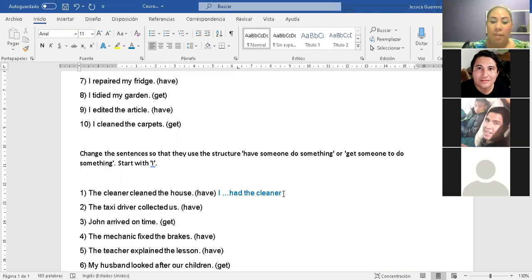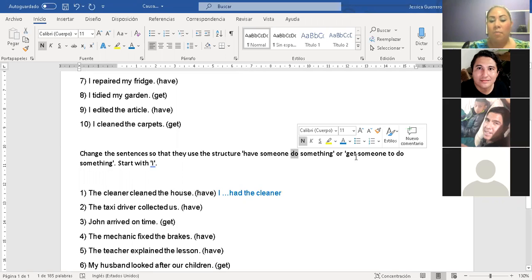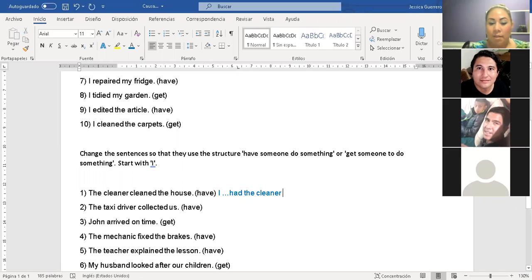And then we have the cleaner, and then we use the simple form of the verb, or the base, better said, the base form of the verb. So in this case, it would be clean. Clean. Right? And then the something. The something would be the house. Cleaner, clean, the house. Okay? Is that clear for everybody?